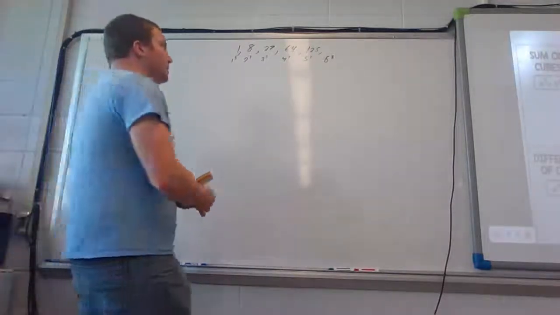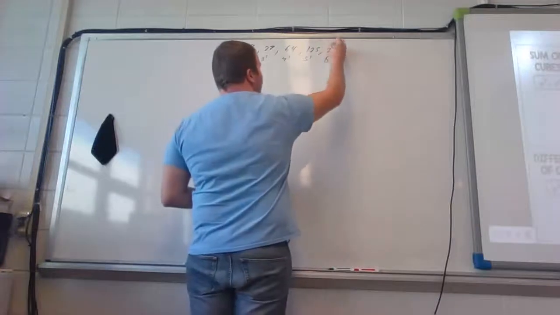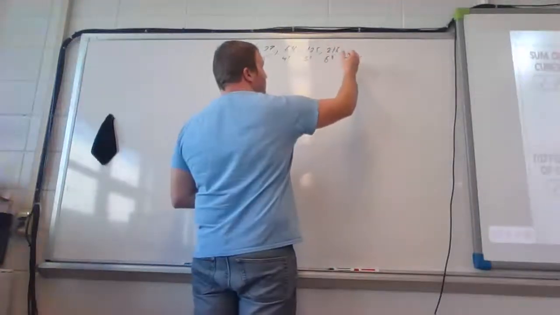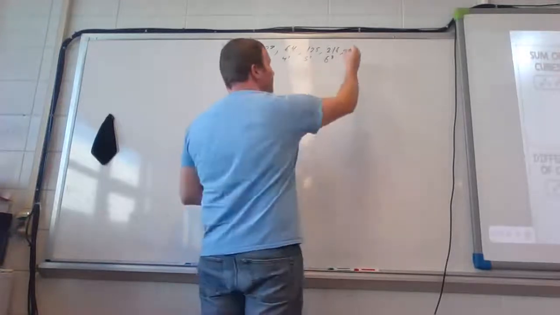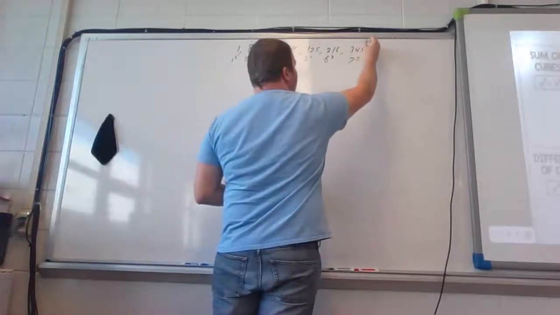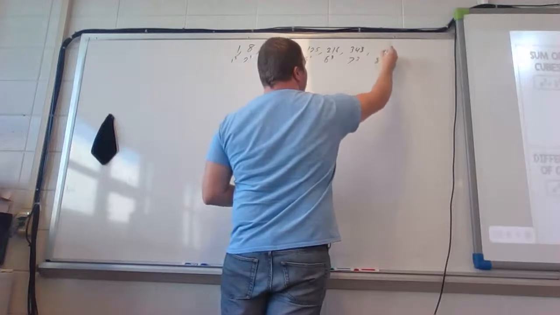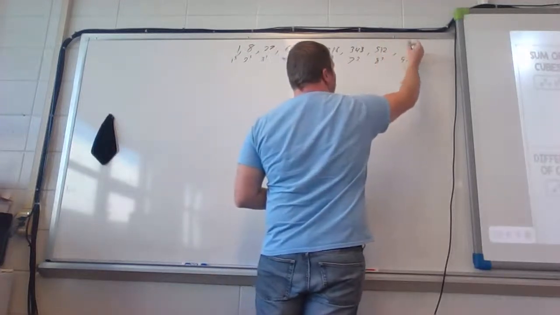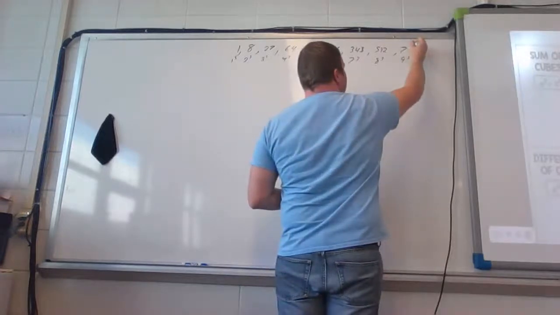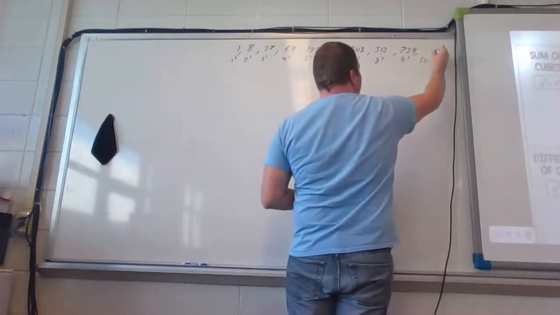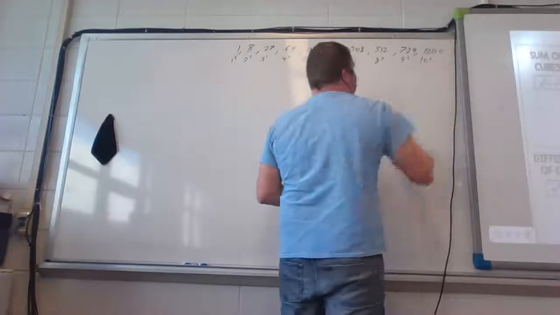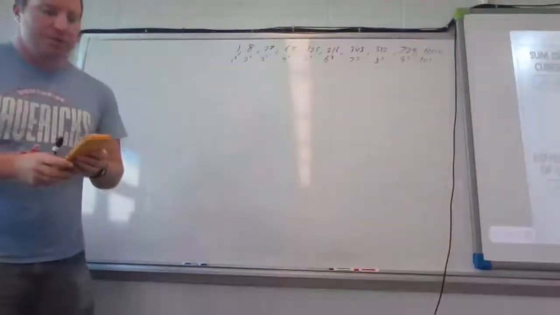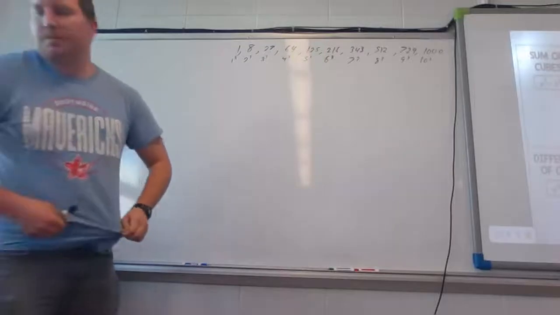216, 7 cubed is 343, 8 cubed is 512, 9 cubed is 729, and 10 cubed is 1,000. Okay, so those are our perfect cubes.